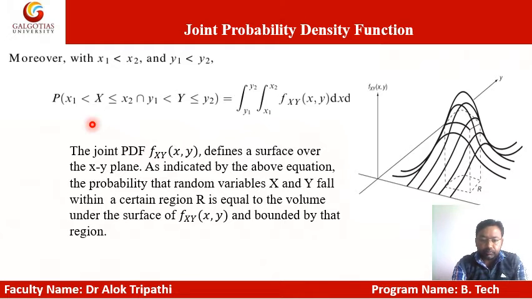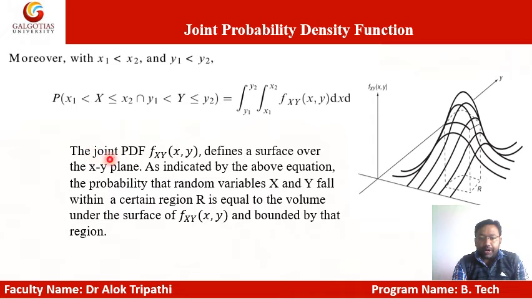How can we do it? You can see here I have written probability. We have two random variables, therefore suppose x is lying between x1 to x2 and y is lying between y1 to y2. The probability of the intersection of these two, this region, will be equal to integration from y1 to y2, integration from x1 to x2, and we integrate the joint probability density function first with respect to x and then with respect to y.